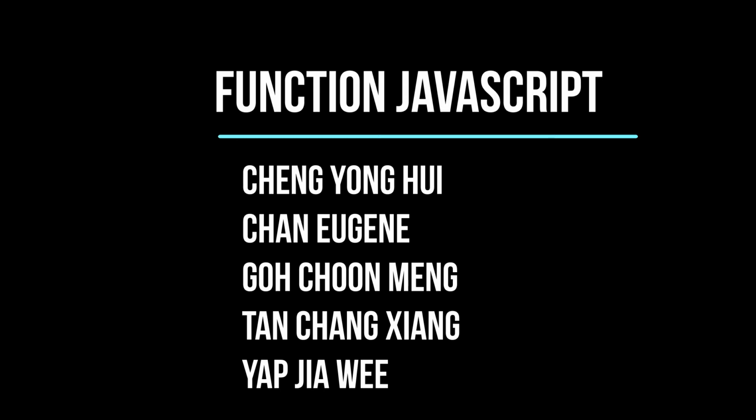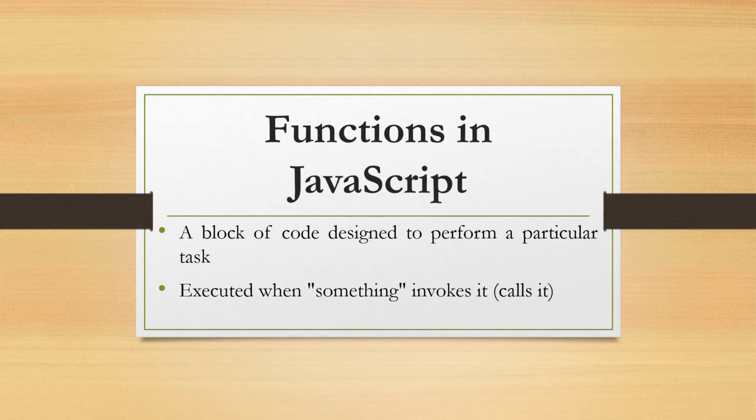Jiahui. In this context, our group is responsible for explaining functions in JavaScript for HTML. First and foremost, a function in JavaScript is a block of code designed to perform a particular task. Functions are only executed when something invokes or calls them in the main function.